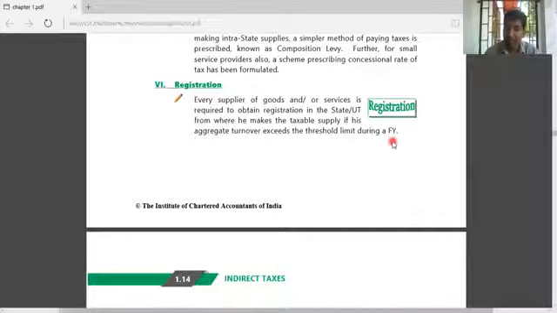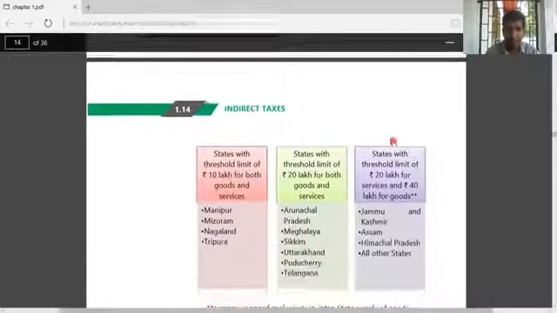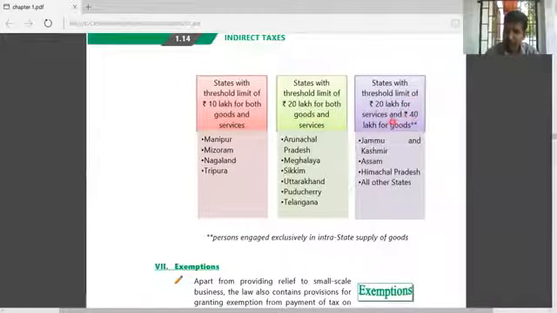Maybe I am a businessman having business in different parts of the country. Then I have to take registration in all the states from where I make a taxable supply. We will come to this in the next chapters, but this is just a simple idea. There are states with a threshold limit of 10 lakhs, states with a threshold limit of 20 lakhs for goods and services, and states with a threshold limit of 20 lakhs for services and 40 lakhs for goods. This is a simple diagram; more details are coming in the coming chapters.